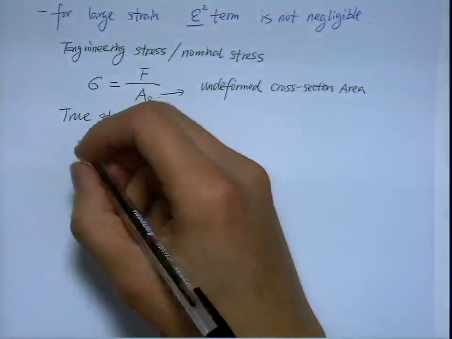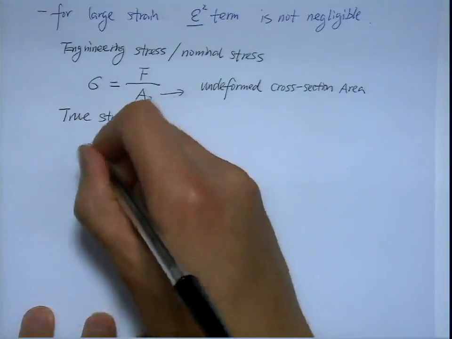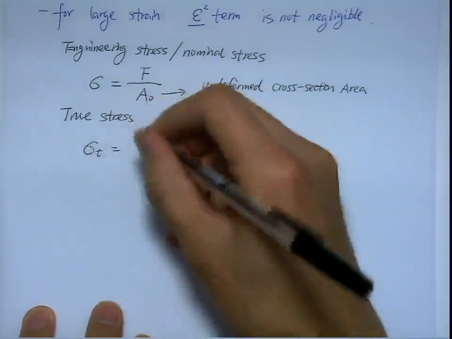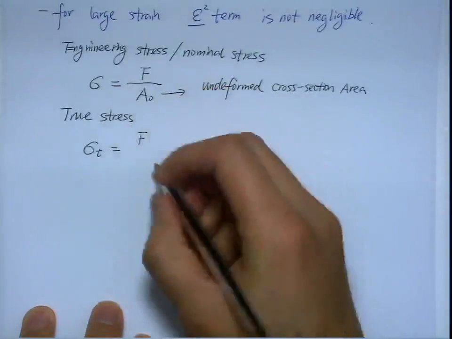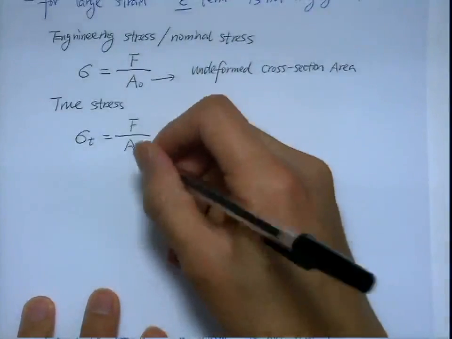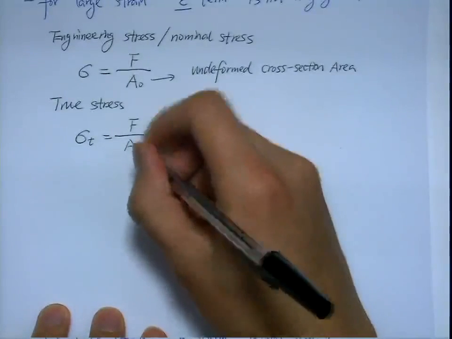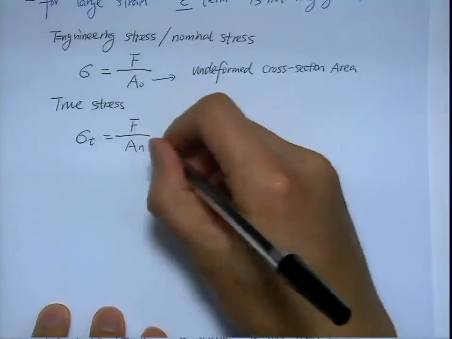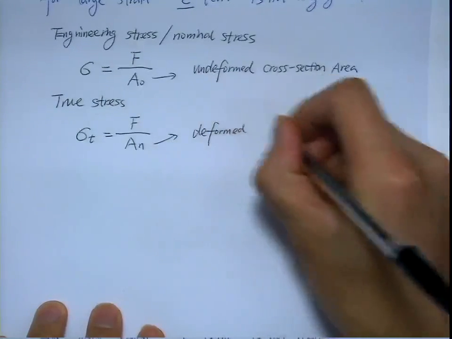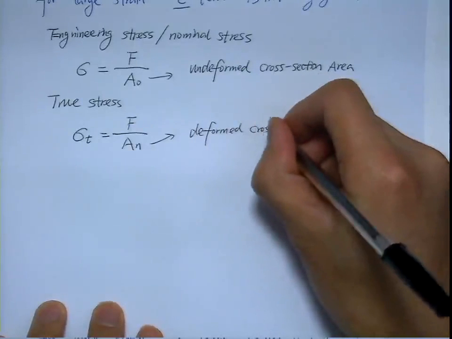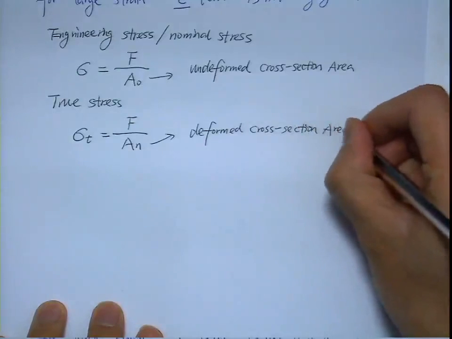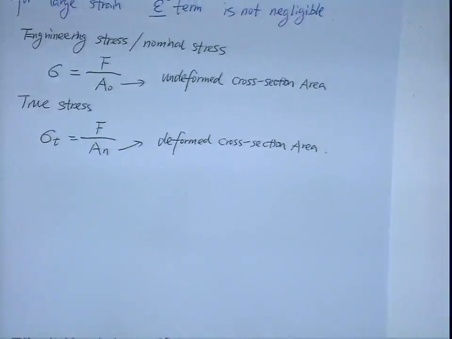Let's say true stress, true, T. Now the force is the same, but the cross-section keeps changing. So you need to consider the deformed cross-section. Especially, you need to consider that necking part.